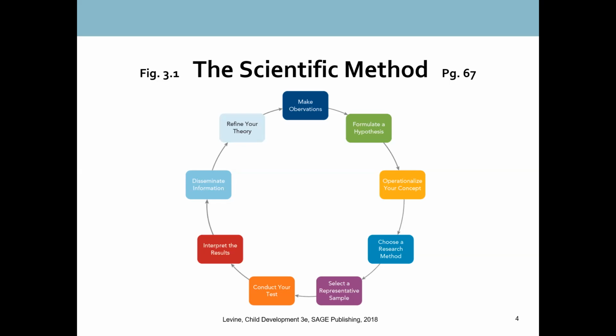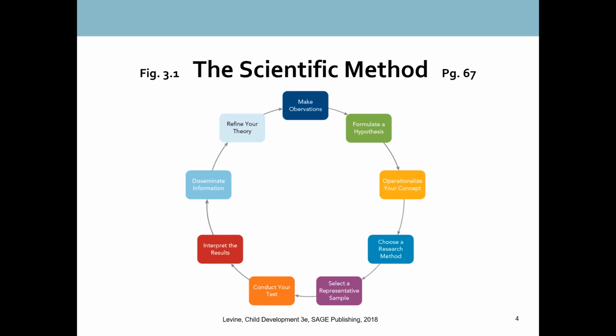And then I operationalize my concepts. We'll get into that a little bit later. It just means defining the concepts that you're using in your study. You choose a research method, and we'll be covering all these steps as we go through this chapter. There's different methods you can use. You might use a correlational study or an experiment or a special developmental design. You select a representative sample. You want a sample that represents the population.